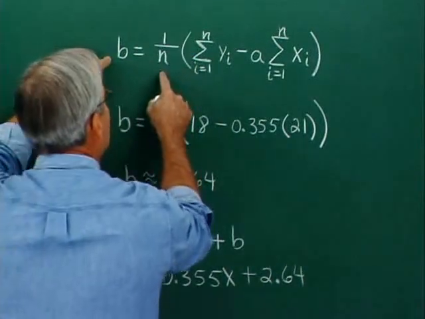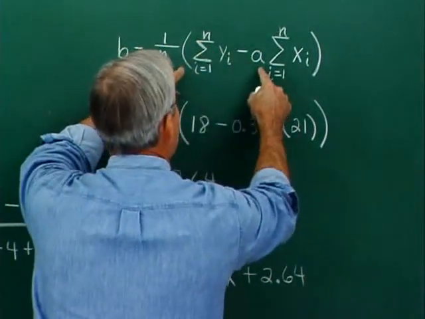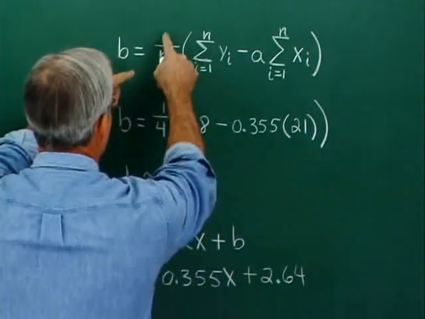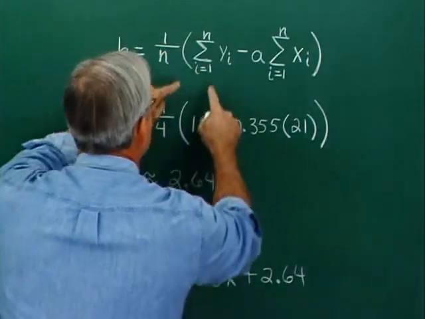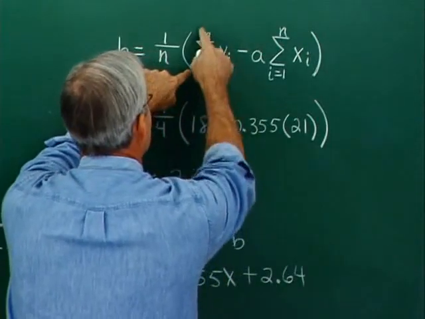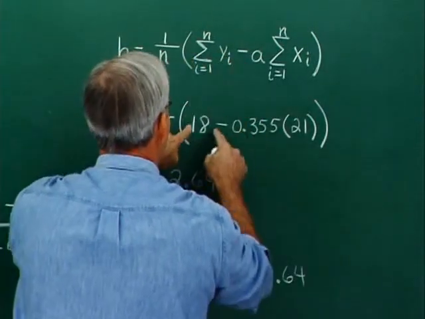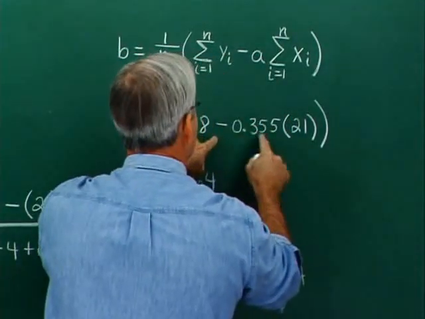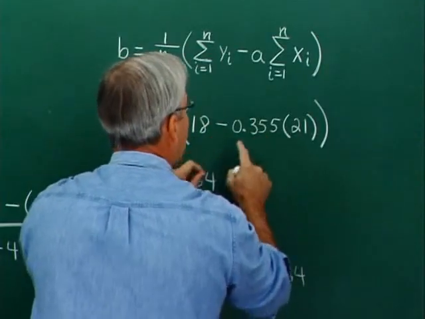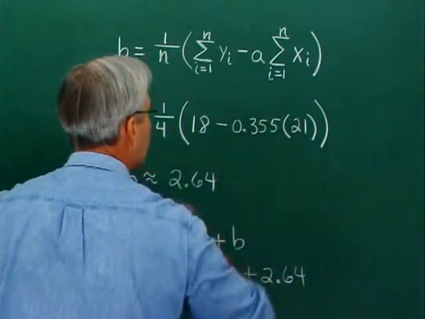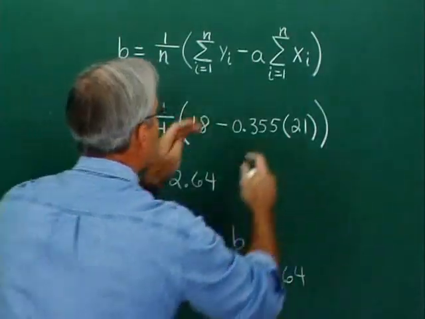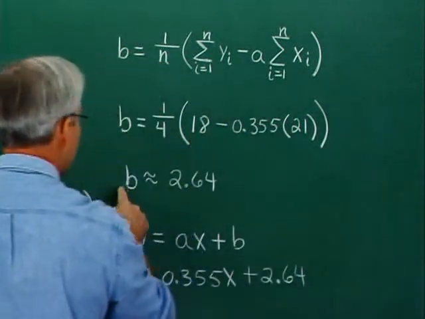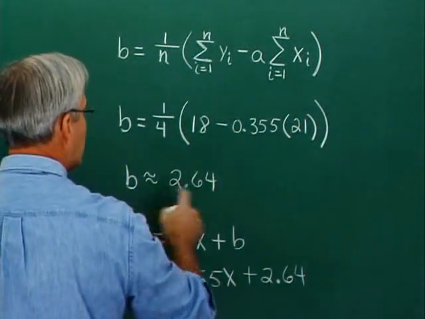So b is 1 over n times this summation minus a times this summation. And it's not as complicated as the one before. Let's go through it. We have 1 over n is 4. So we have the sum, as i runs from 1 to n, of the y values. Sum of the y values, that's 18, you see. And then here, minus a, and we found it to be approximated by this number. It was just a long decimal, and I rounded it to 3 digits to the right of the decimal point. Sum of those x values, 21. And now multiplying and so forth, we find the b value to be approximately 2.64.